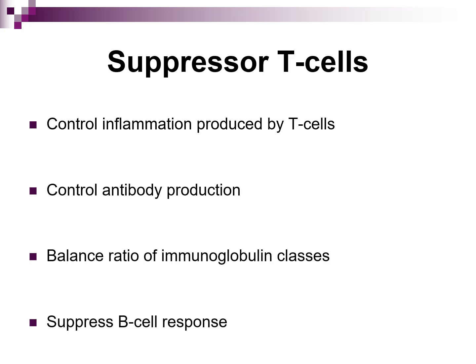The suppressor T cells are part of the CD8 subset. They control inflammation produced by T cells. They control antibody production. They balance the ratio of immunoglobulin classes, and they suppress B cell response. The primary function of the T suppressor cells is to downregulate the actions of other T and B cells.